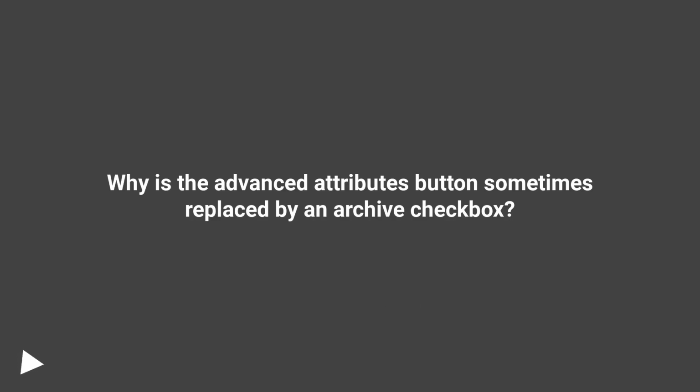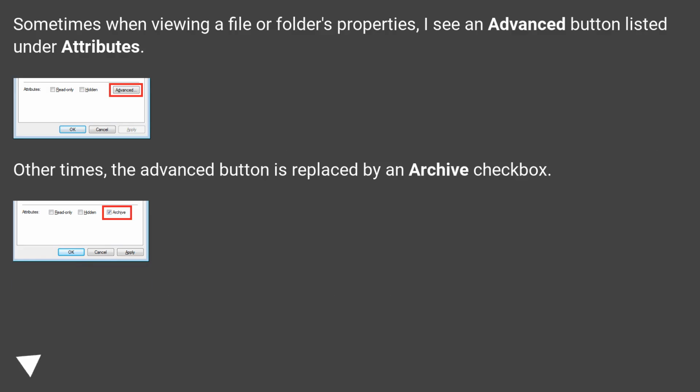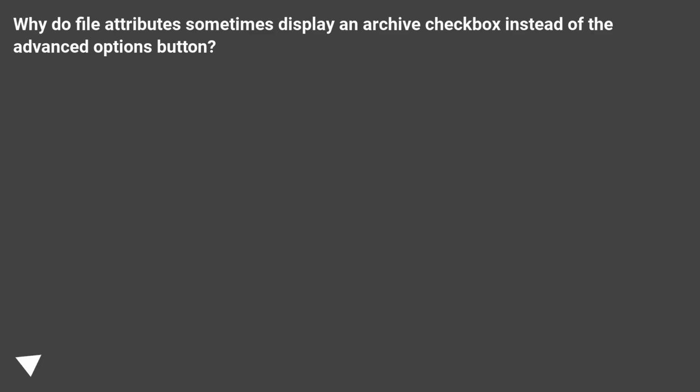Why is the Advanced Attributes button sometimes replaced by an archive checkbox? Sometimes when viewing a file or folder's properties, I see an Advanced button listed under Attributes. Other times, the Advanced button is replaced by an archive checkbox. Why do file attributes sometimes display an archive checkbox instead of the Advanced Options button?